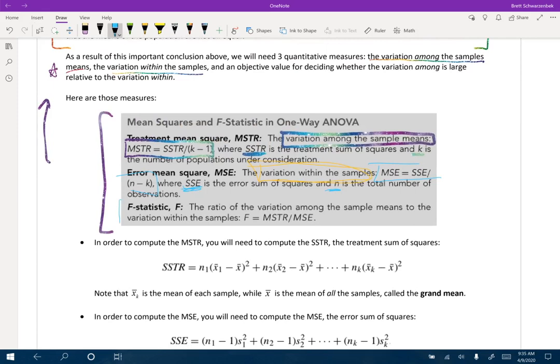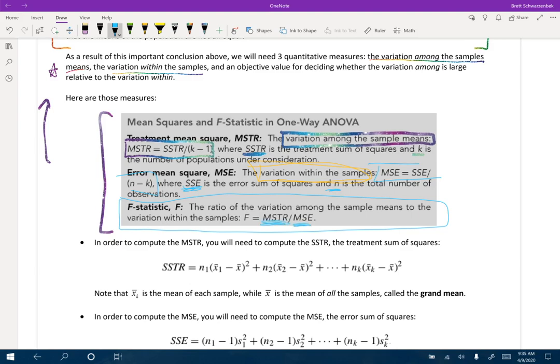If you look here, this is called the F statistic. F represents the ratio of the variation among the means to the variation within the samples, or in other words, the ratio of MSTR to MSE.